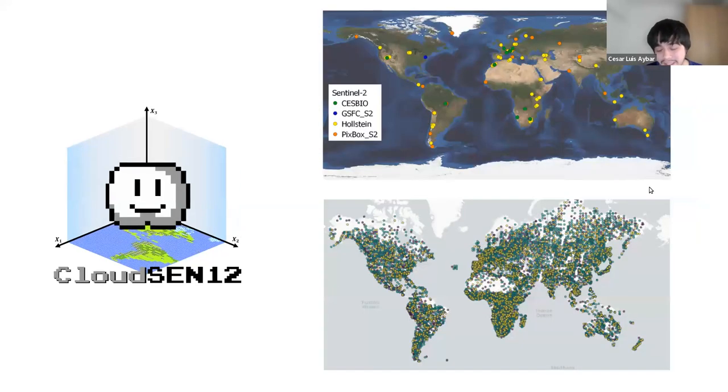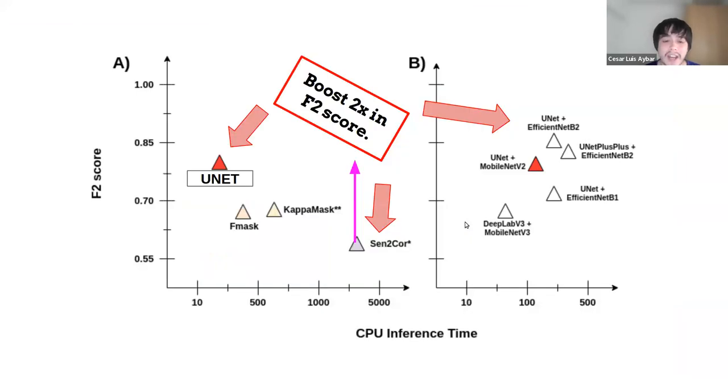So to show you a clear example, and this is work that I was very involved with, we decided to create a large dataset. About 4 or 5 months ago, we released a dataset called CloudSEN12, which extremely surpasses the previous size of datasets for cloud detection in Sentinel-2. And we had this hypothesis: what is going to happen with the performance of the models? And we observed that we didn't change anything. We used a very, very lightweight model.